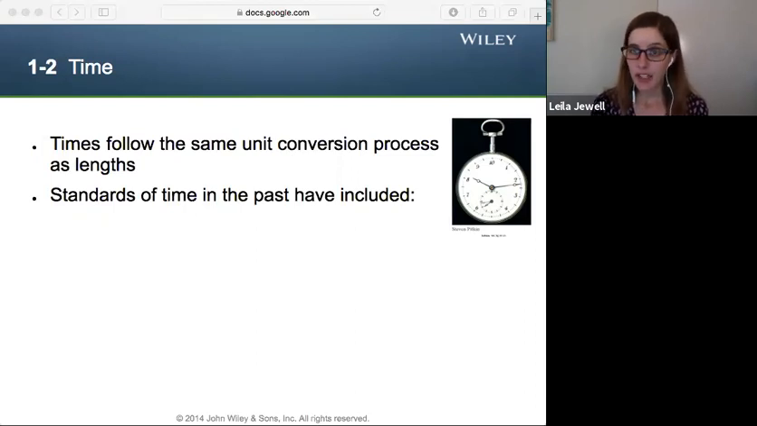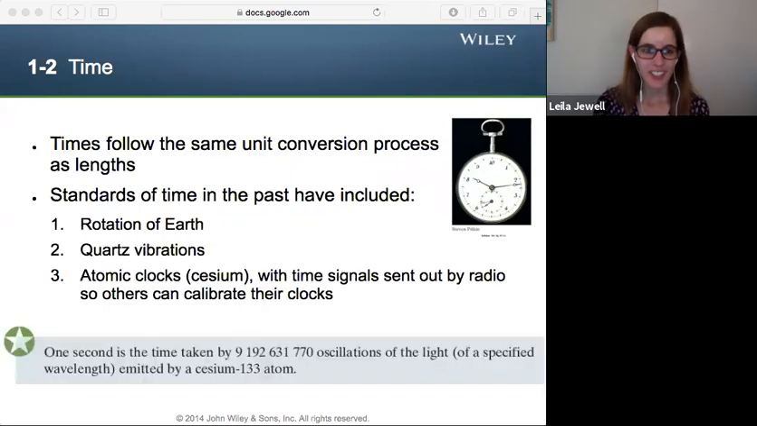Standards of time in the past have included... I encourage you to think for a moment if you have any ideas of what standards might have been. Let's take a look. One is the rotation of the Earth, right? The Earth rotates, that's 24 hours, that's 1 day. Boom, there's a standard. Well, to get more precise, we could use quartz vibrations, that's what's often in watches, or atomic clocks with time signals sent out by radio so others can calibrate their clocks.